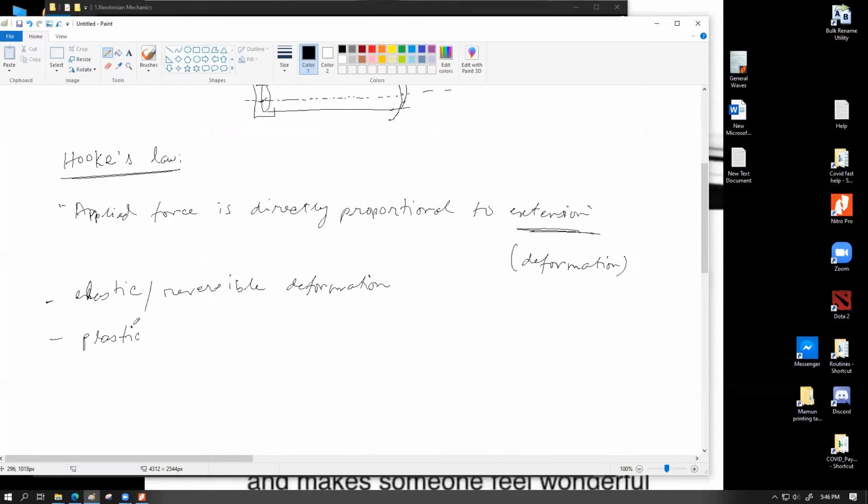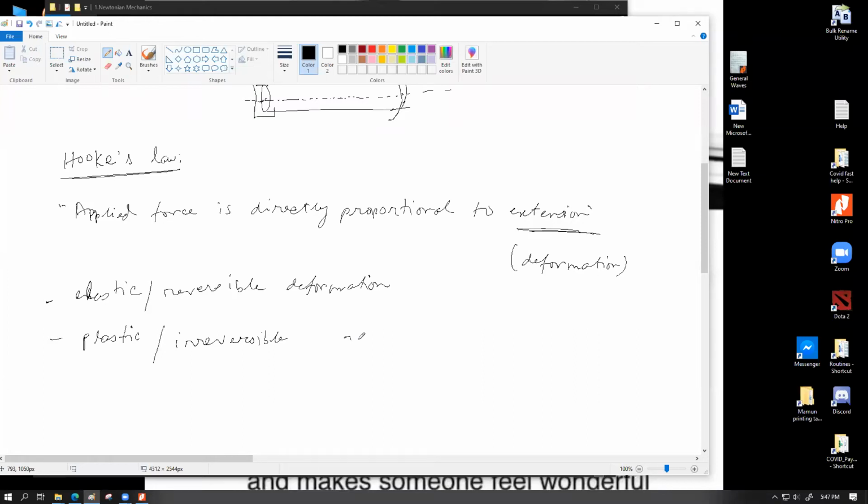It will come by. I hope it does come by. So then we can have plastic deformation or irreversible deformation. These are two types of deformation that we can have.